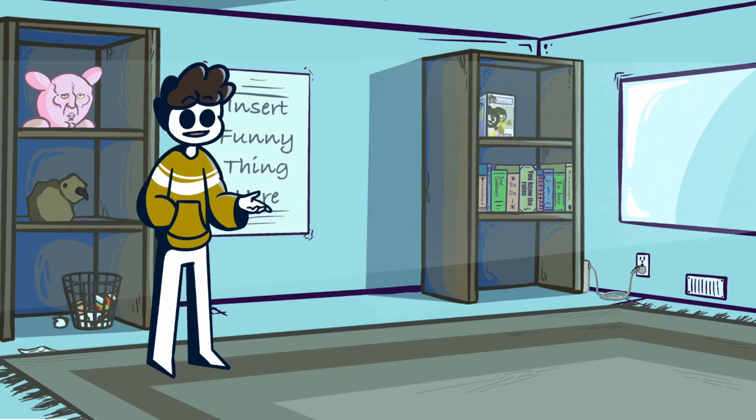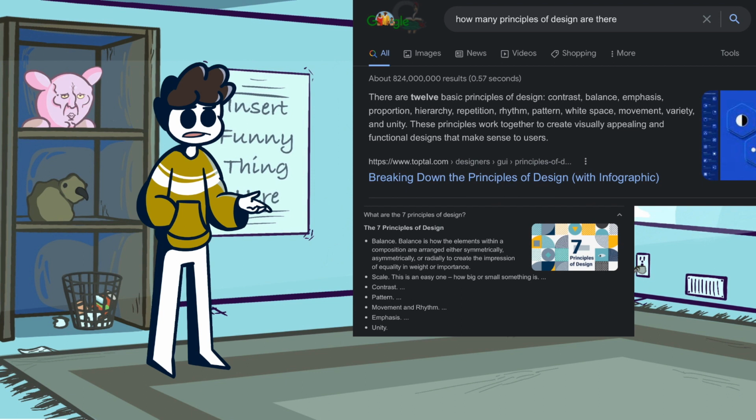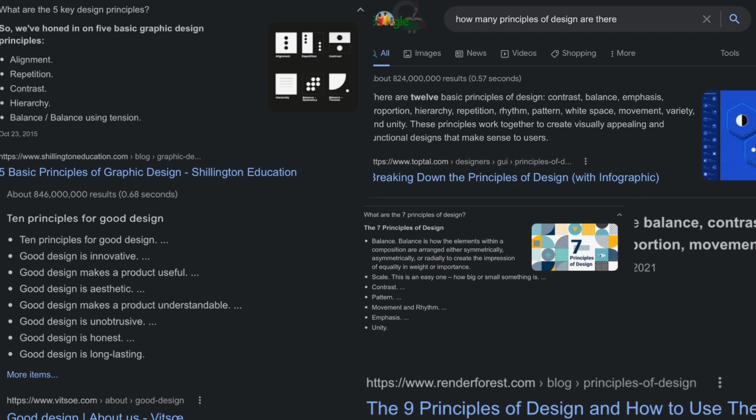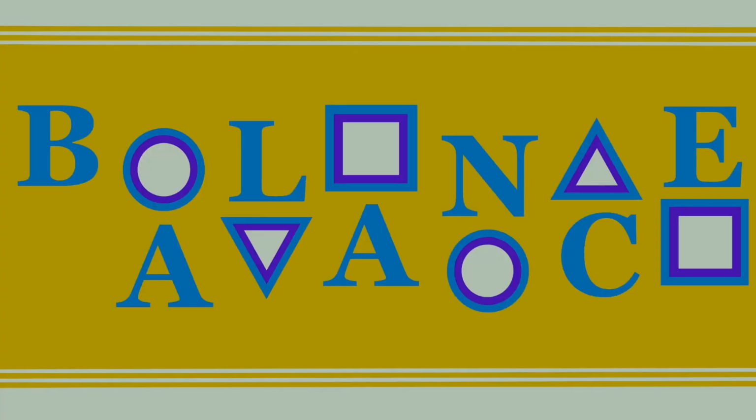Based on who you ask, there are 7 principles, 10, 9, 5. Good heavens! I'm just gonna tell you what I learned about the principles of design. So, to begin with, let's take a look at the 4 types of balance.